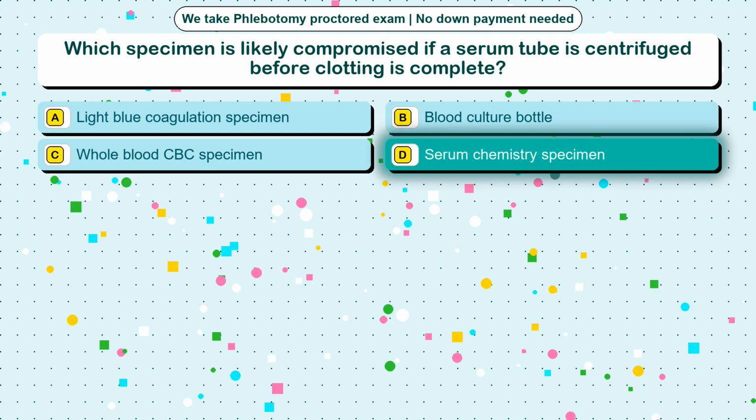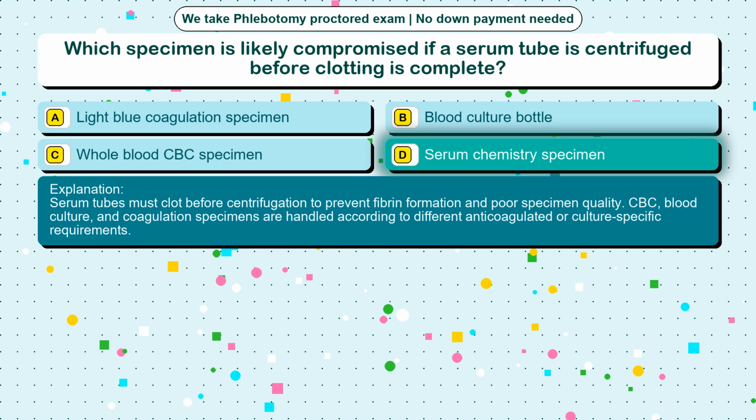The correct answer is option D, serum chemistry specimen. Serum tubes must clot before centrifugation to prevent fibrin formation and poor specimen quality. CBC, blood culture, and coagulation specimens are handled according to different anticoagulated or culture-specific requirements.